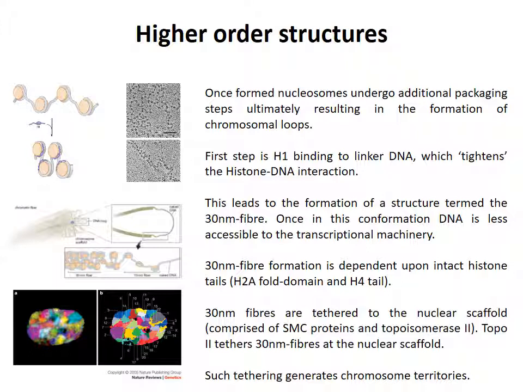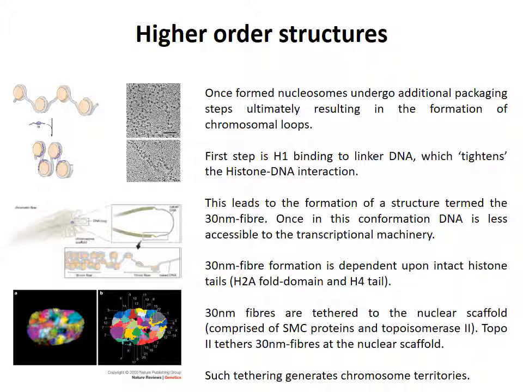So we go from naked DNA, which wraps around histone octamers. The histone octamers then themselves form a higher order structure known as a 30 nanometer fiber, and that process is driven in part by the recruitment and action of histone H1. And the 30 nanometer fiber then goes on to form the higher order chromosome structures that we would see by electron microscopy.